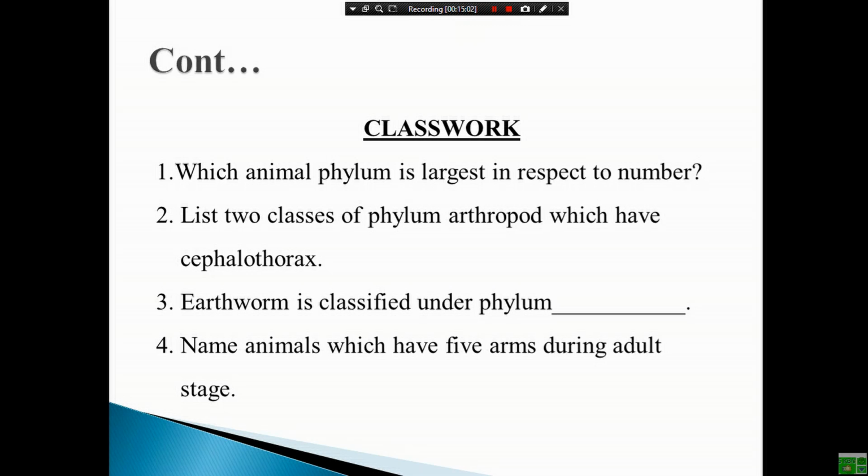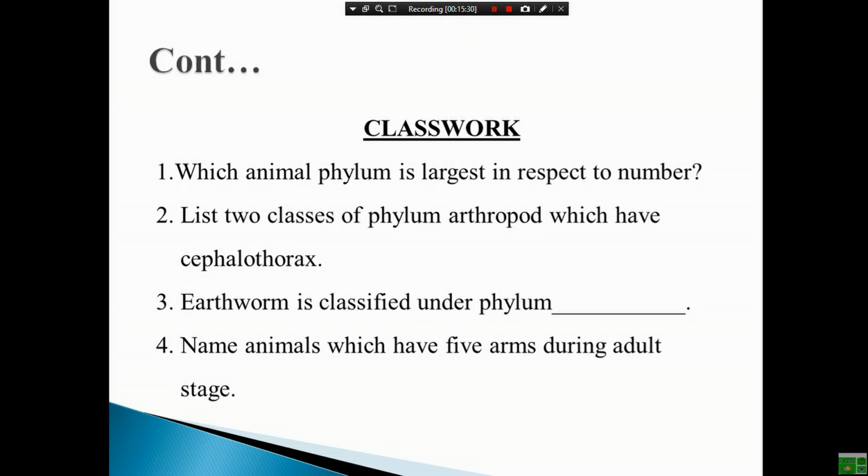Question number 3: earthworm is classified under phylum blank. Phylum Annelida. And lastly, name animals which have 5 arms during adult stage. The animal is starfish, which are phylum Echinodermata or spiny-skinned invertebrates.